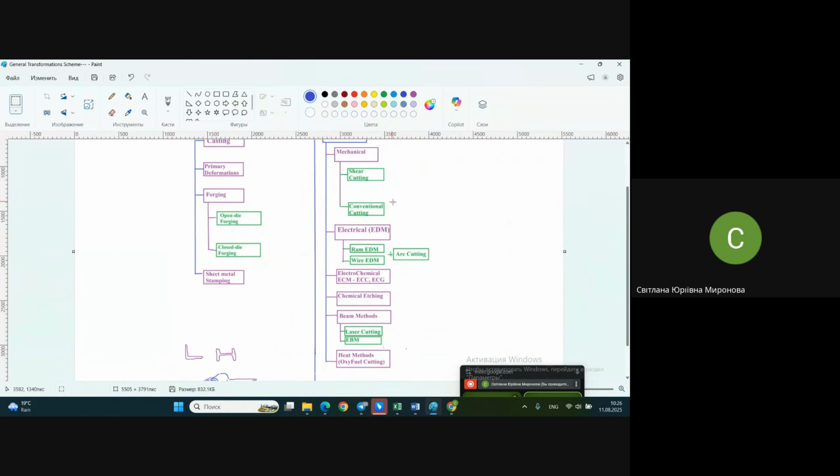But what if you need a better hole? For instance, for so-called tightened bolts, you need a 7 or 8 quality grade, international quality grade. But drilling provides you only 12 or even 14. What should we do? In this case, we have other techniques.